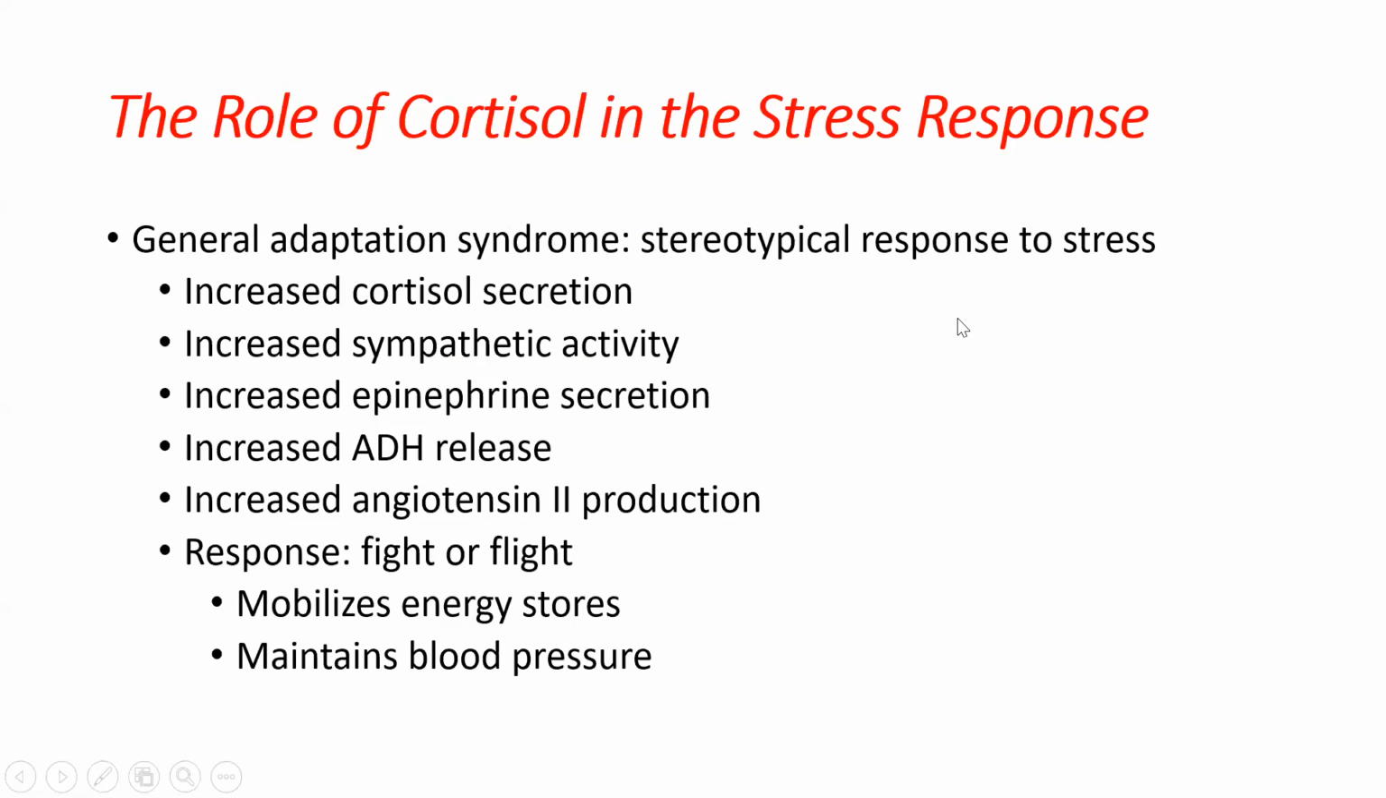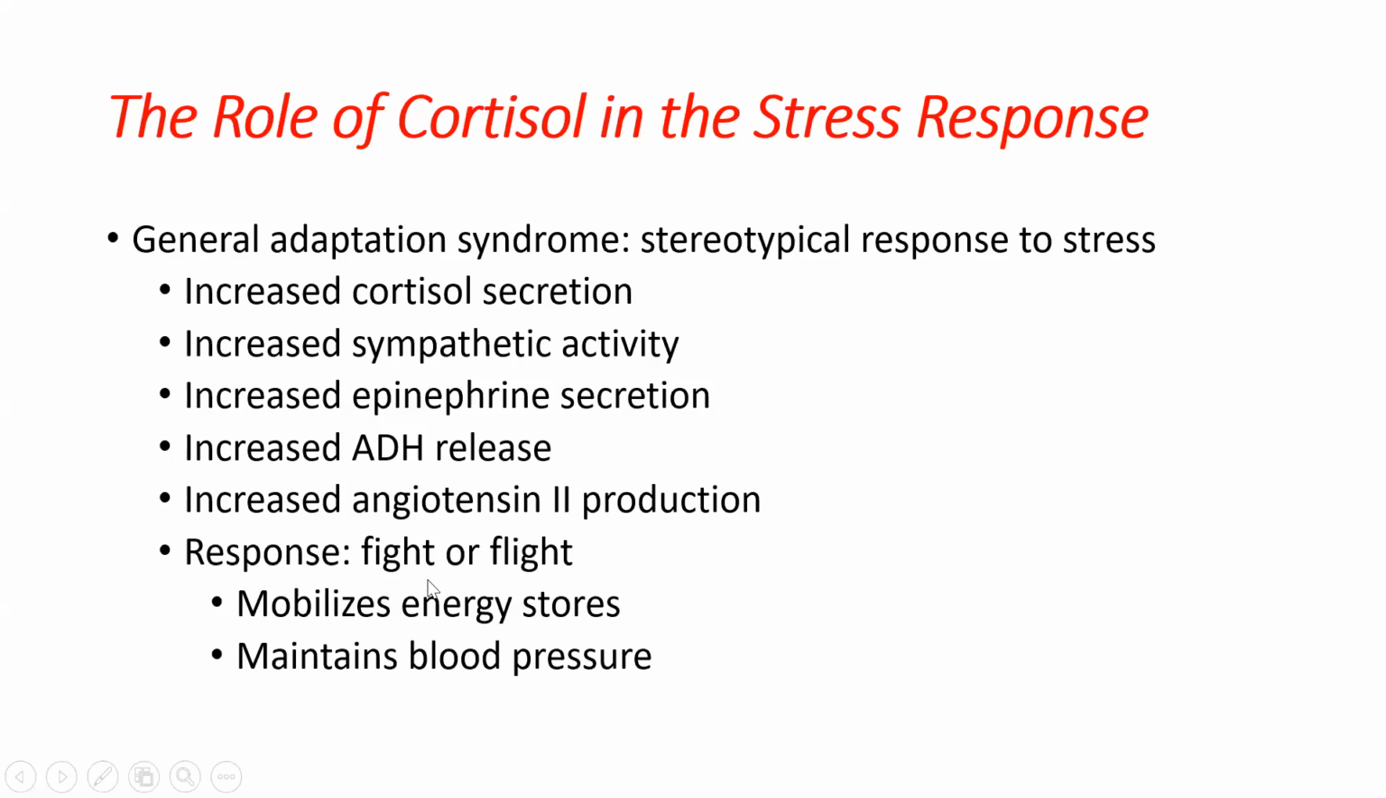Okay. So here are some of the actual functions of cortisol during stress. It's going to increase cortisol secretion. We're going to increase the sympathetic activity, which is our fight or flight or freeze response, which is ideal for this type of physiologic stress. Increase epinephrine secretion, increase ADH or vasopressin secretion from the posterior pituitary, as well as angiotensin II. These two functions, both ADH and angiotensin II, are going to help preserve our blood volume, which is another important thing that we want to do during physiologic stress.